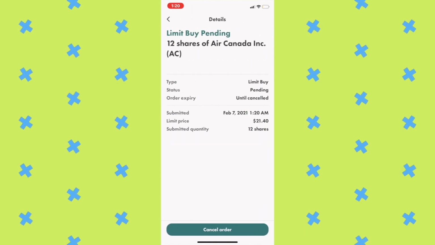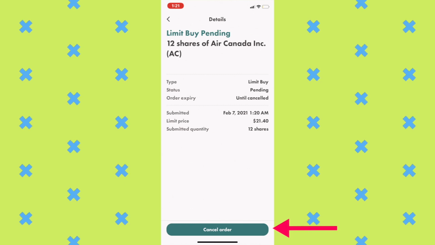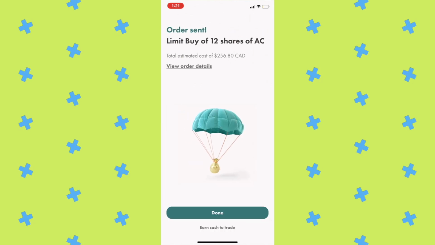The status is pending, and the order expiry is until canceled, and it was submitted on February 7th. And we're buying 12 shares for $21.40. You can also click cancel order here. Now I'm going to show you another way to cancel your order.